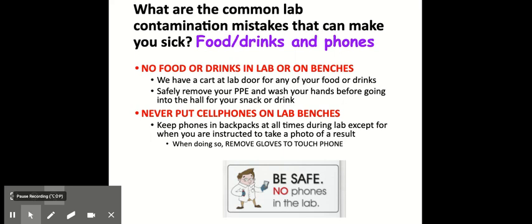Also, never put cell phones on lab benches. Keep your phone in your backpack at all times during the lab, except for when you're instructed to take a photo of a result. When doing so, you would remove your gloves to touch your phone, because of course you don't want to spread the bacteria from your gloves onto your phone. That's a very common mistake that's made in the lab. Of course it doesn't apply to us this semester, being that we're online, but these are all really important rules that you should know for working in a lab.